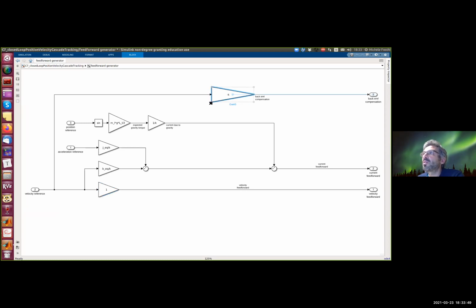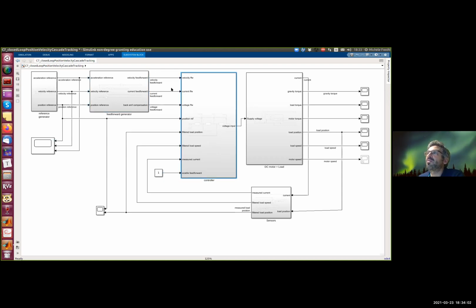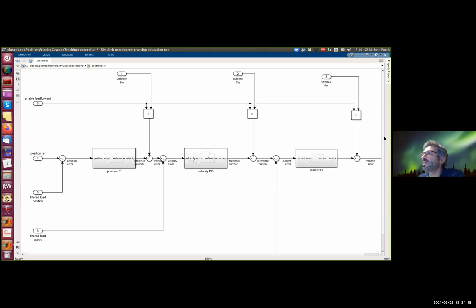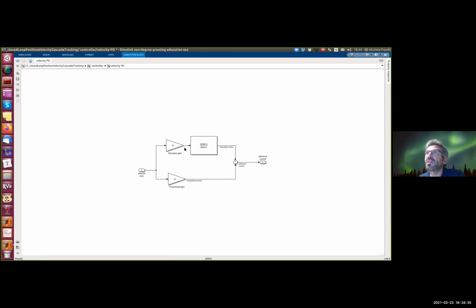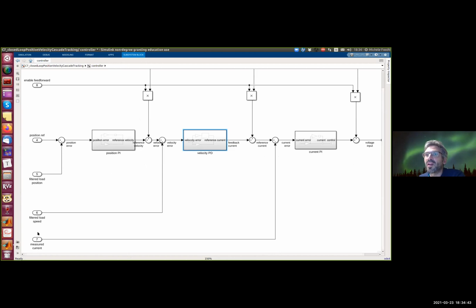Plus we have the back EMF compensation from the velocity reference, which we are no longer doing from the actual value, but from the desired value. But you can choose whether to use the actual value or the desired reference value to do that. And these feed forward terms are given to the controllers, and we have the 3 controllers here in cascade. First we have the possibility to activate or deactivate the feed forward terms, and we have the current PI controller, the velocity PD controller, and the position PI controller. And we have the feedback coming from the current, from the load speed, and from the load position.